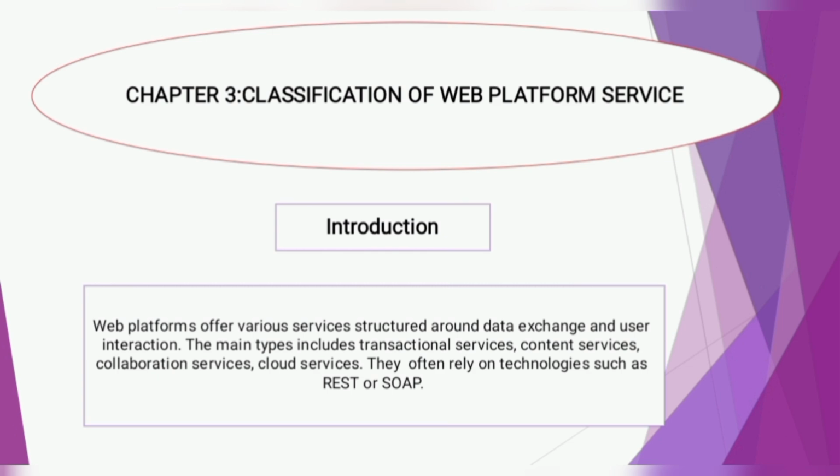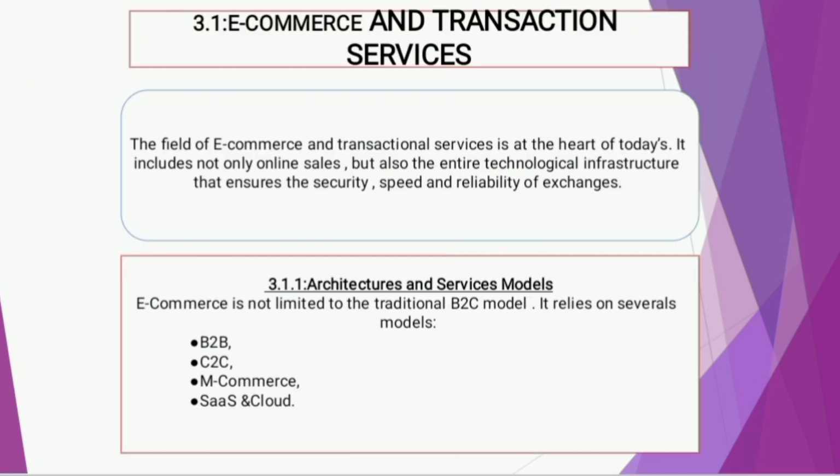We have shared tools and cloud services. Under it, we have cloud and SaaS, that is software as a service. These types often rely on technologies such as Representational State Transfer or Simple Object Access Protocol. The first type, e-commerce and transaction services. The field of e-commerce and transaction services is at the heart of today's digital economy.